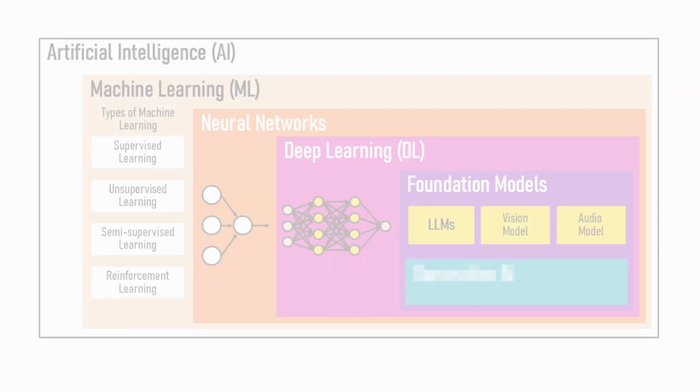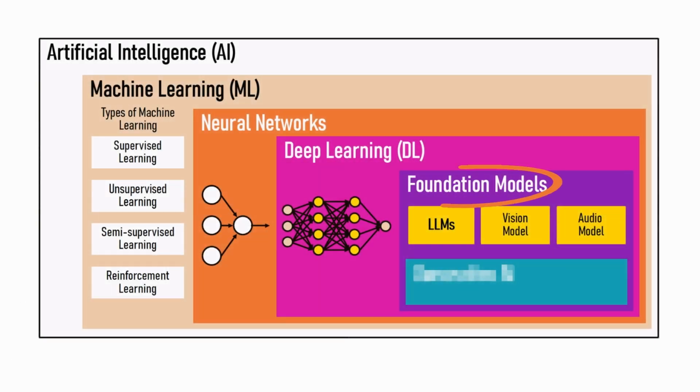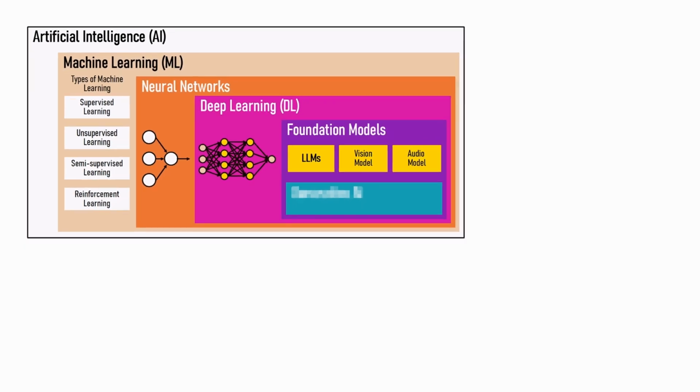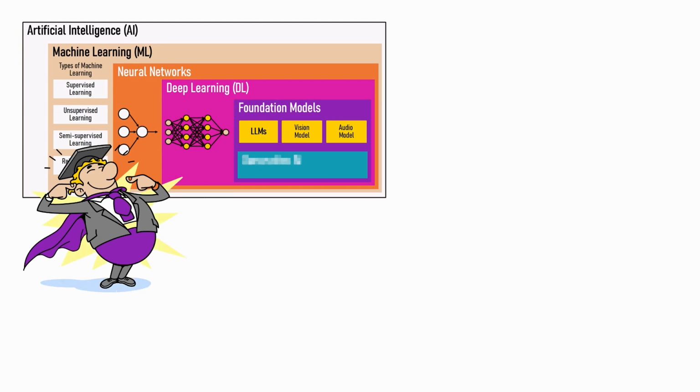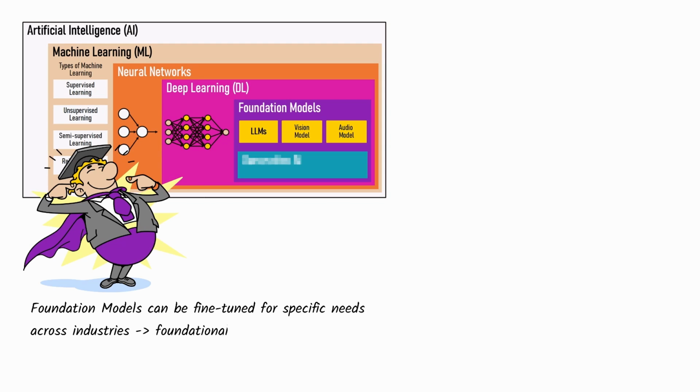Foundation models. Foundation models exist within deep learning as versatile AI architectures that fuel a wide range of applications. Much like expert marketing strategists trained on vast datasets, these models can be fine-tuned for specific needs across industries, making them foundational in driving AI innovation.